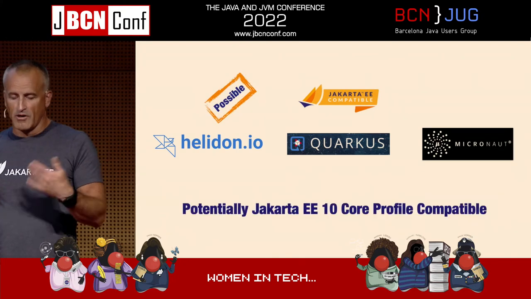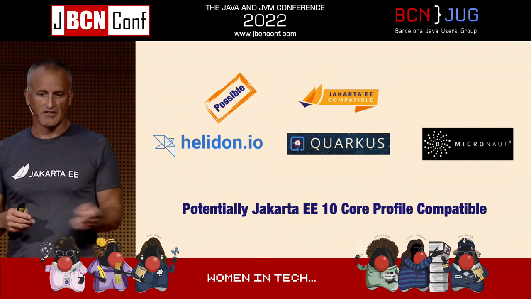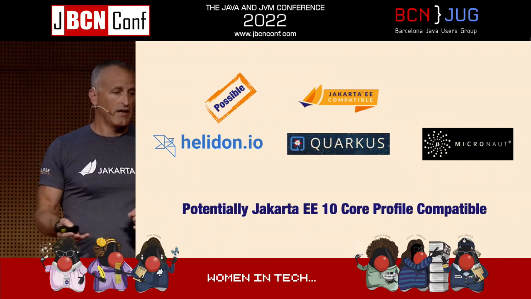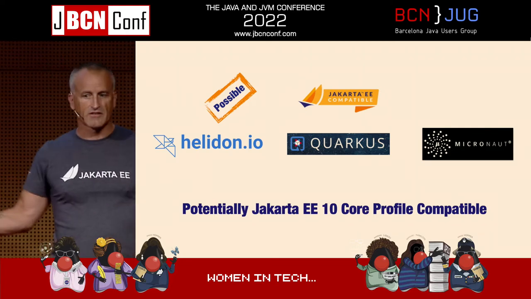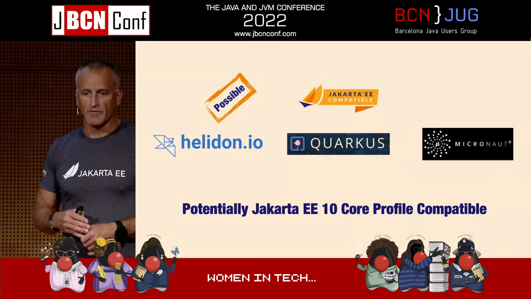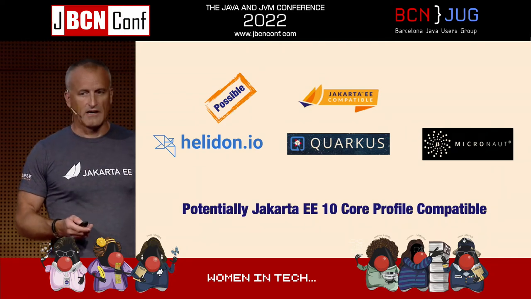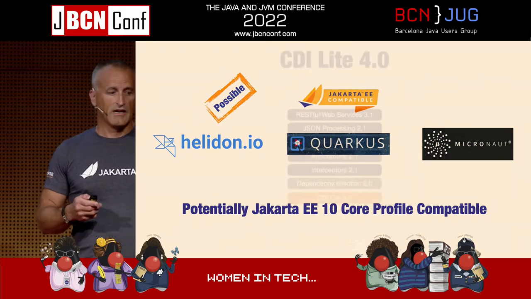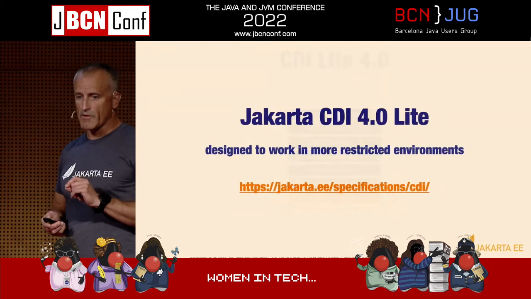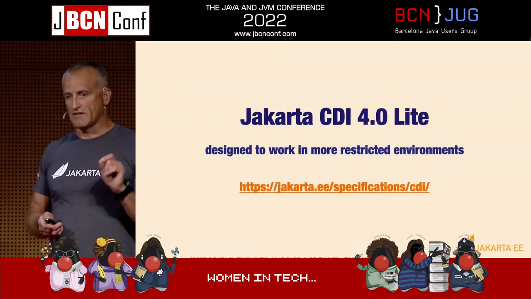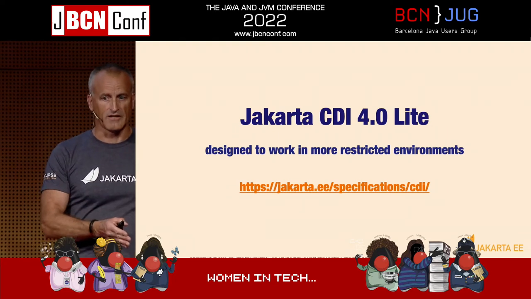These runtimes, potential core profile compatible application servers, are Helidon, Quarkus, Micronaut. I know also some of the more traditional, like GlassFish and Open Liberty, probably also will be core profile compatible, but these are the kind of runtimes we're targeting with this, and the CDI Lite is the key to this. And the key around CDI Lite is that we want to design CDI to work in more restricted environments, or smaller runtimes, if you like.